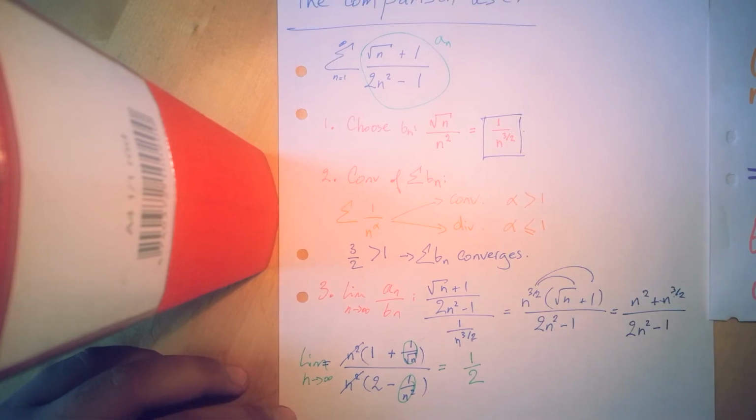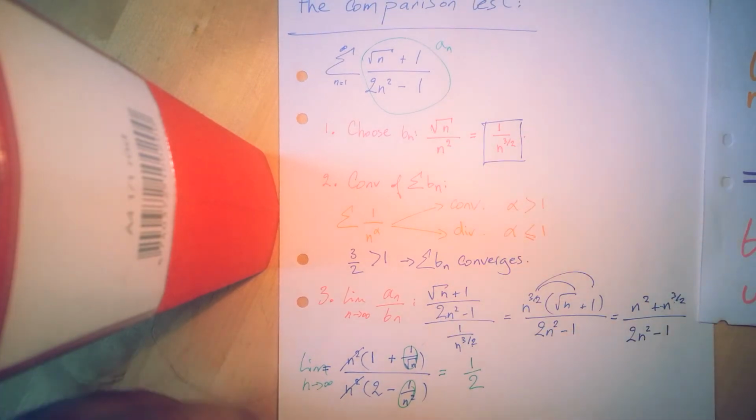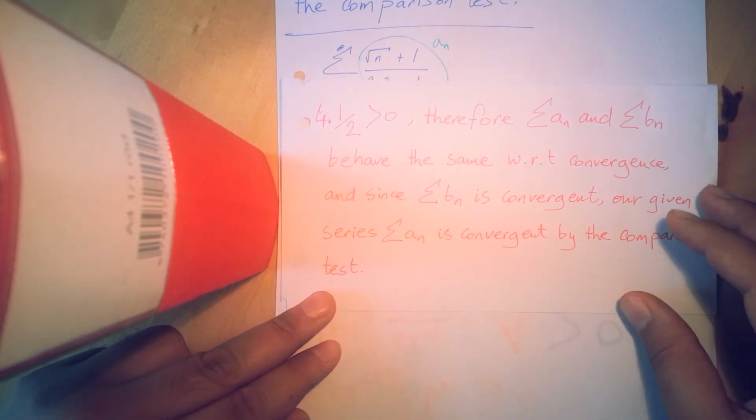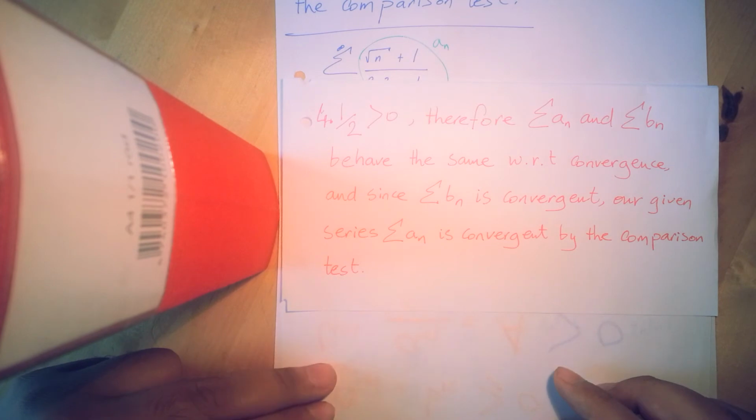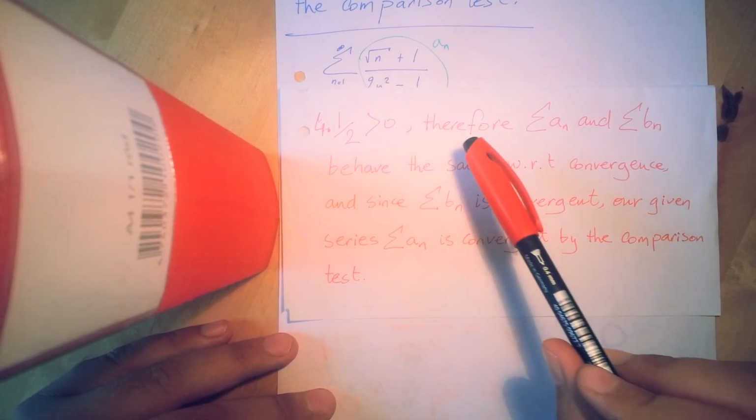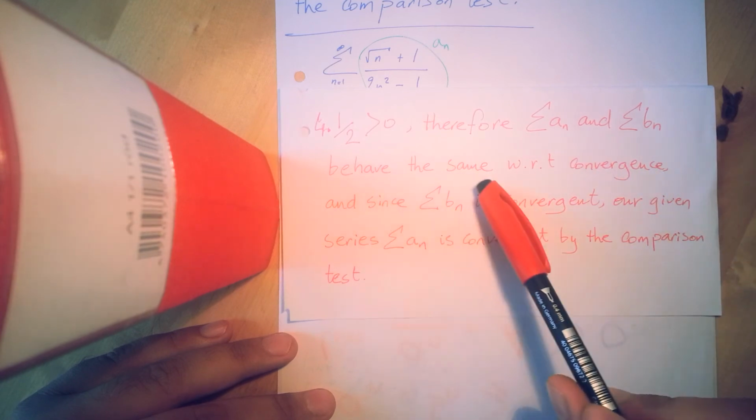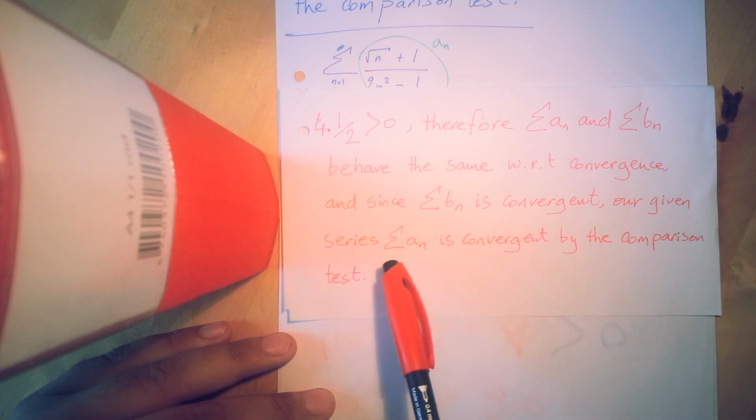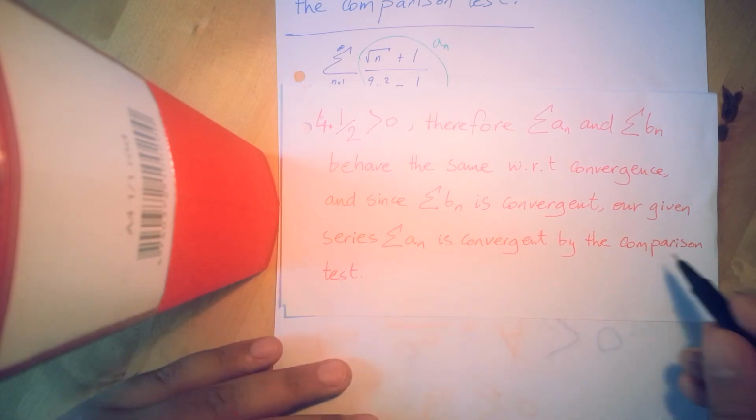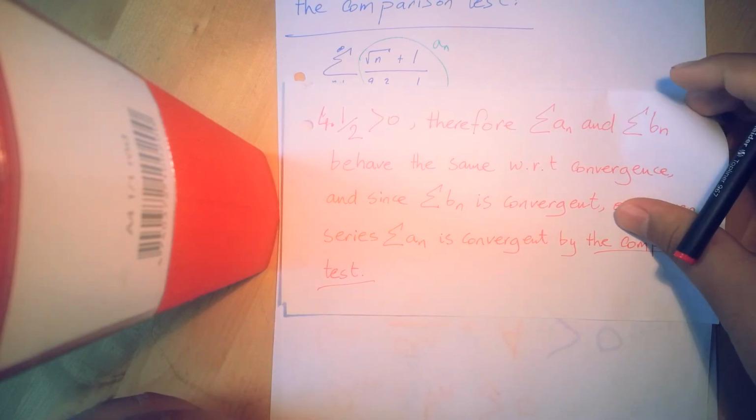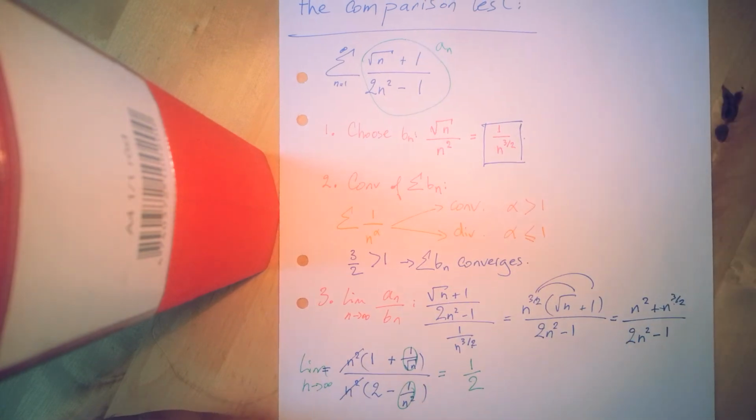If you're doing this in an exam, though, these are the 3 main steps, but the 4th step, which can earn you a mark, is to write something like this here, just for the logical follow-up, to show that you understand how this works. So you say 1/2 is bigger than 0, therefore the series of a_n and b_n behave the same with respect to convergence, and since the series of b_n is convergent, our given series of a_n is also convergent by the comparison theorem or comparison test. And then you will get a full mark, hopefully.